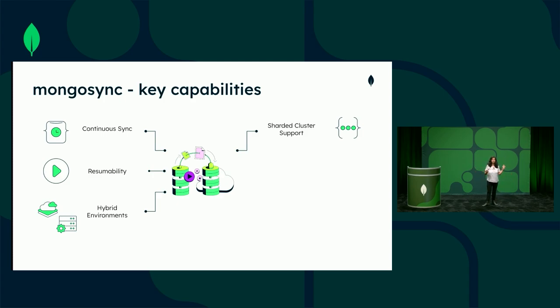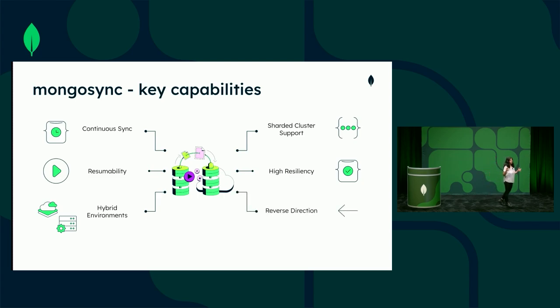Fourth, it gives you sharded cluster support by default. There's nothing you need to do. It runs like magic. Fifth, it works for highly resilient workloads as well. So you could have replica sets on your source and destination. You could have elections happening. MongoSync will still continue to migrate for you.